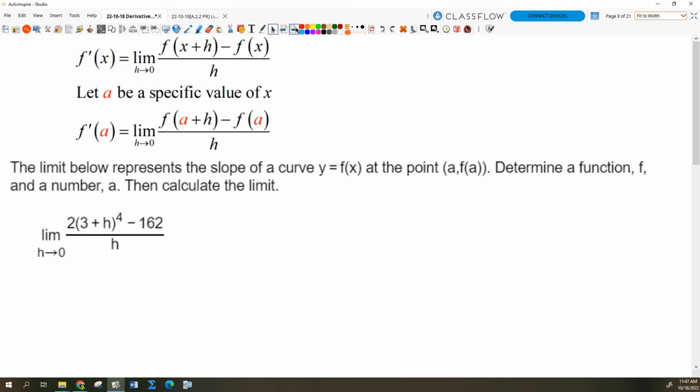What do you think? Tori, take your pick. You want to tell me the value of a or tell me what the function is? Or both? You can be greedy and do both if you want to. A is 3. Yeah. Okay, everybody agree with that? A is 3. Good.